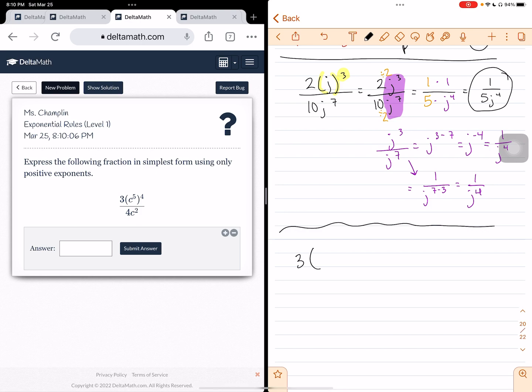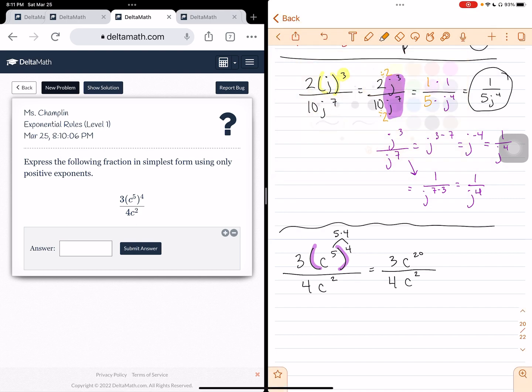All right, so this one here we have 3 times c to the 5th raised to the 4th power over 4c squared. Now, this exponent here, the fourth, is only raising that set of parentheses to the fourth power. So the 3 does not get that exponent. So the 3 is just all by itself out here. But the c to the fifth needs to be multiplied by 4. The exponent does. That 5 times 4 needs to be multiplied together. So you can even write it right here. 5 times 4, and then here it would just be 20. And then the bottom we have 4c squared.